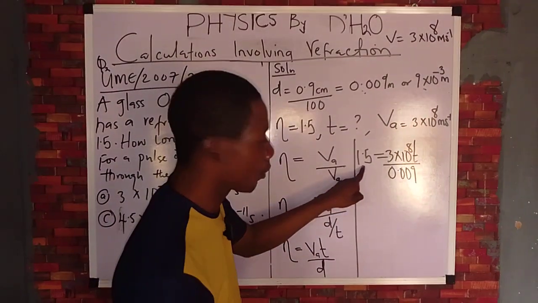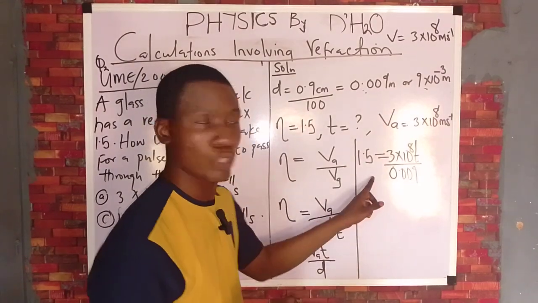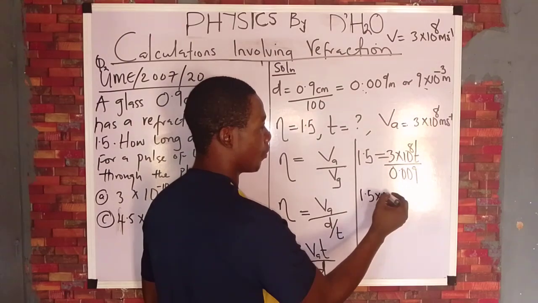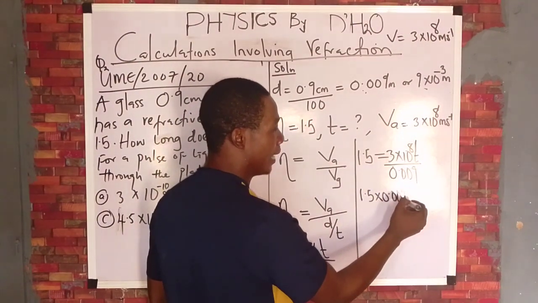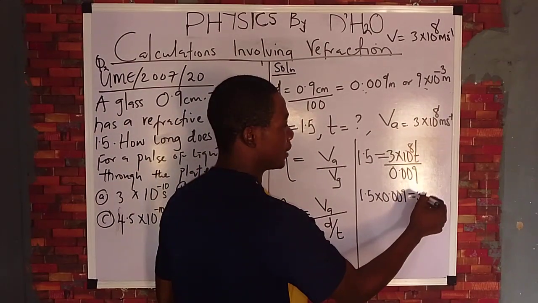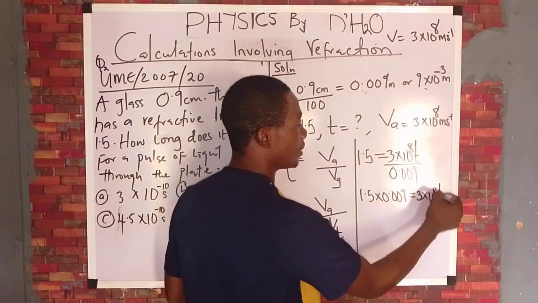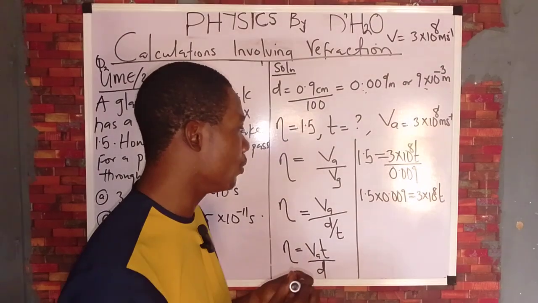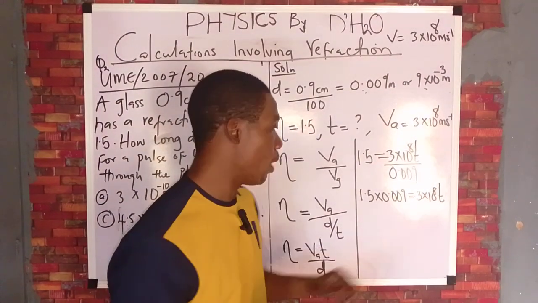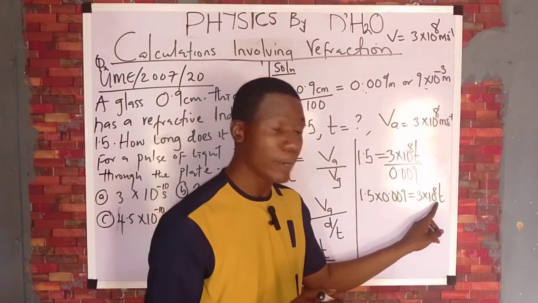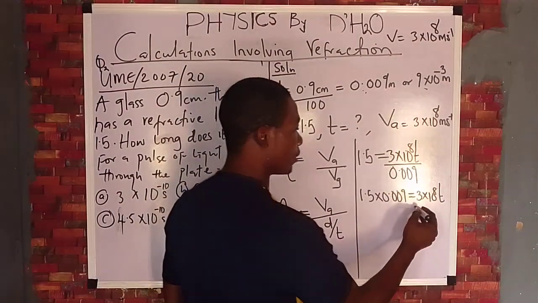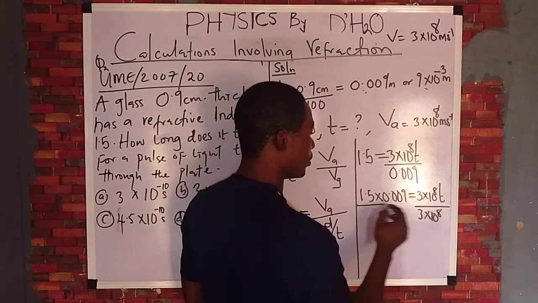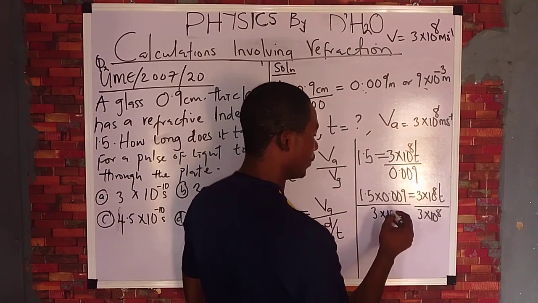So what do we simply do now? It is good for us to cross multiply. When you cross multiply, you have 1.5 times 0.009 equals 3 times 10 raised to the power of 8 t. That's what we have, so it is very cheap. Because you're looking for time, you have to divide both sides by 3 times 10 raised to the power of 8. You divide here by 3 times 10 raised to the power of 8, and you do the same here.